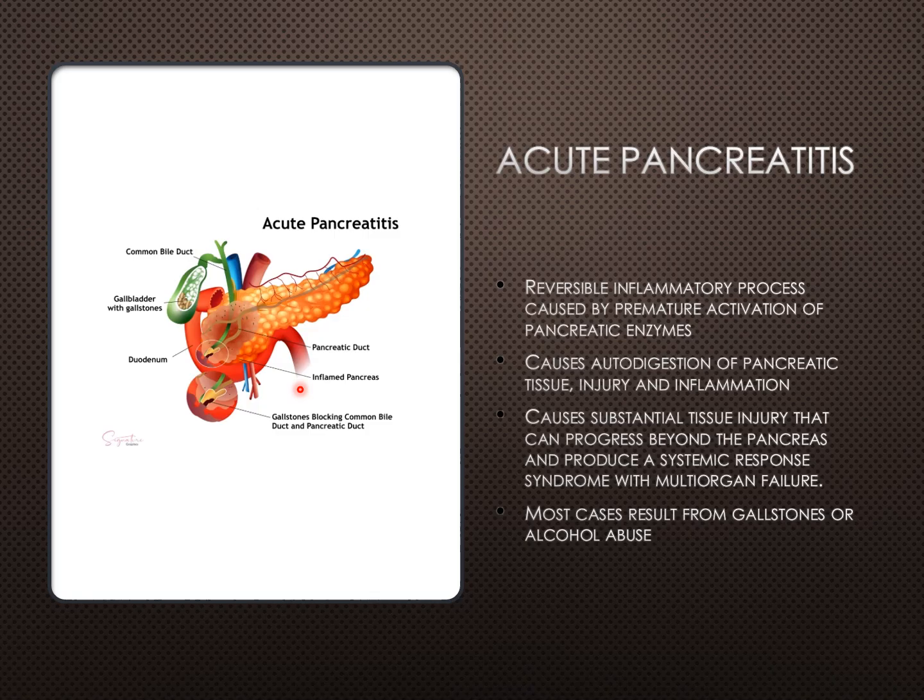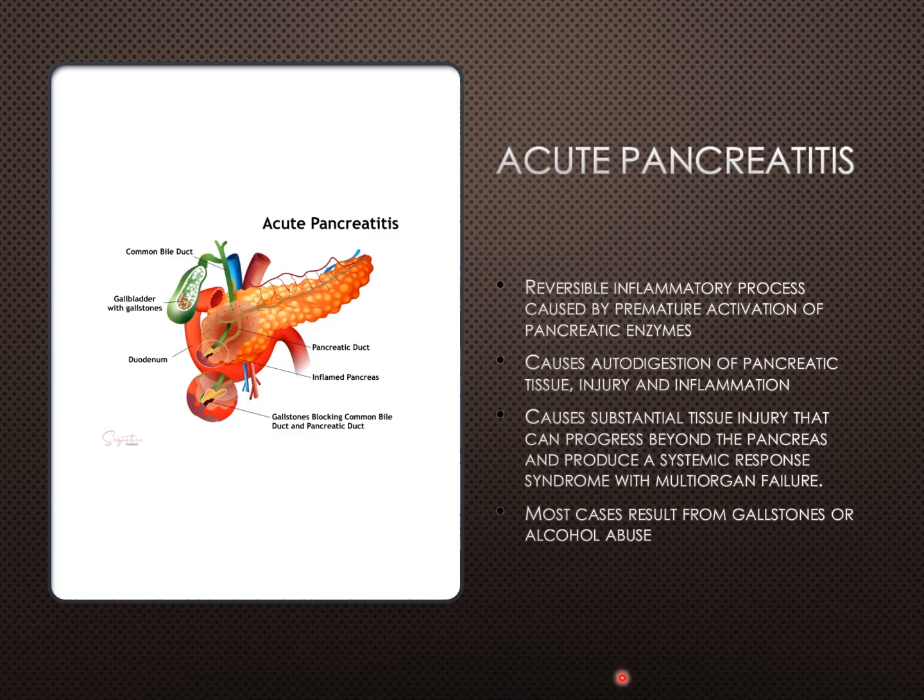And so in the case of acute pancreatitis, instead of those things being emptied into the duodenum where they start to break down proteins, they're prematurely activated while they're still inside of the pancreas. So they actually start to digest the pancreatic cells themselves. So this causes, again, that autodigestion of pancreatic tissue, which leads to widespread tissue injury and inflammation. And this substantial tissue injury can progress beyond the pancreas and produce a systemic response syndrome, leading to, in some cases, multi-organ failure.